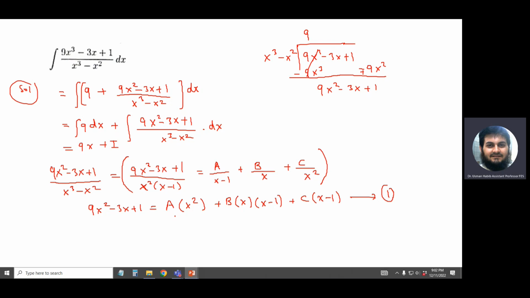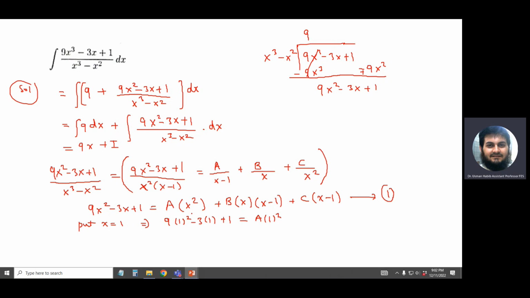The simplest method could be to put some value of x where we get only one of these variables and the other two cancel out or just become 0. So the easiest thing would be to put x equals 1. And then we can easily see that the left hand side will become 9 times 1 squared plus 3 times 1 plus 1 equals a times 1 squared.